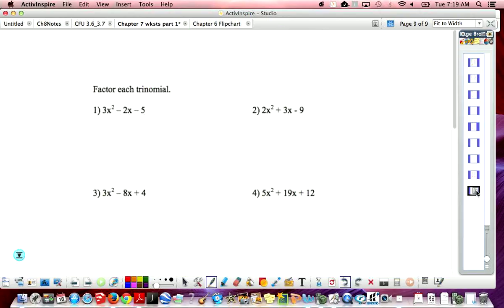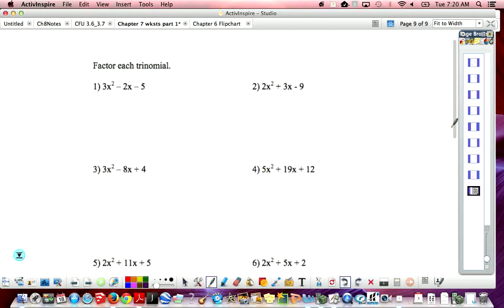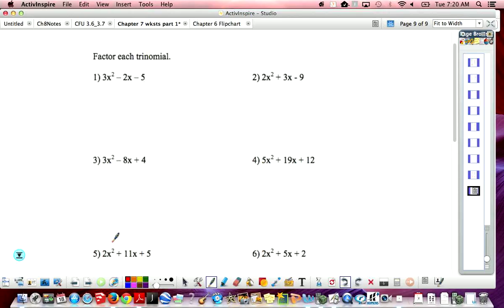All right, second page, we are going to factor each of these trinomials, but I'm going to show you how we do them by grouping. So by grouping, we have to have 4 terms. We only have 3. So how you go about this process, as we showed you in class today, your first step, multiply the first and last term together. So when I take 3 times negative 5, I get negative 15.